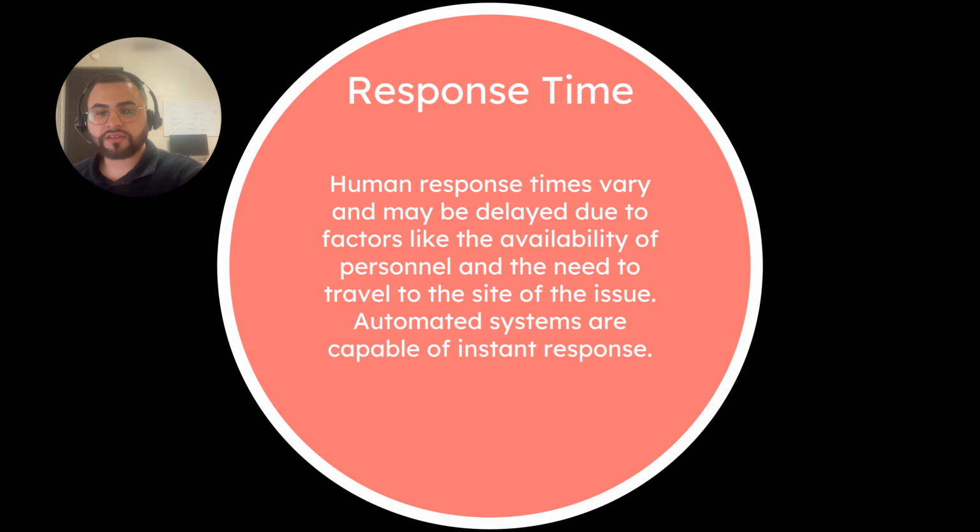In contrast, automated systems redefine the landscape for response time. These technologies are capable of instant response. They operate in real time and can detect, analyze, and respond to grid issues without the need for human intervention on site. The speed at which automation systems can identify and act upon deviations or faults contributes significantly to the overall resilience and reliability of electric utility systems.